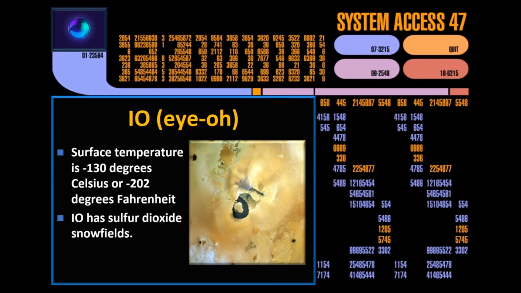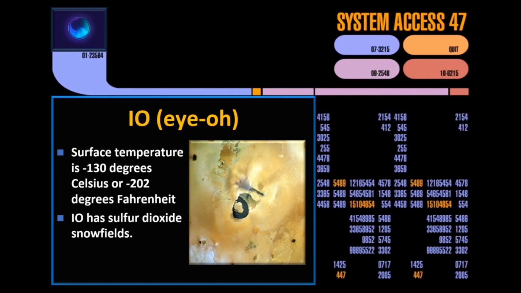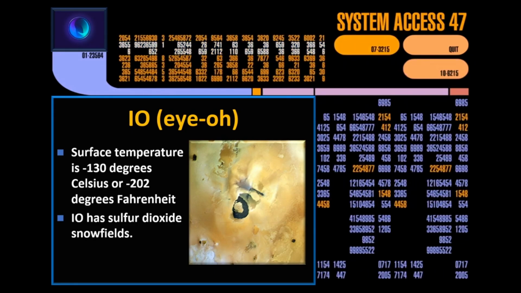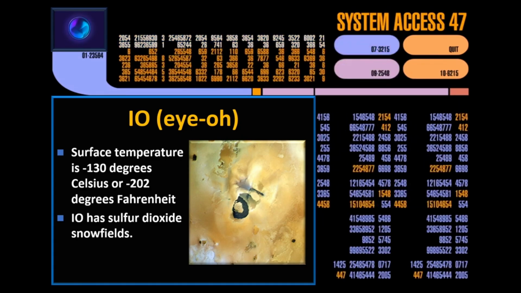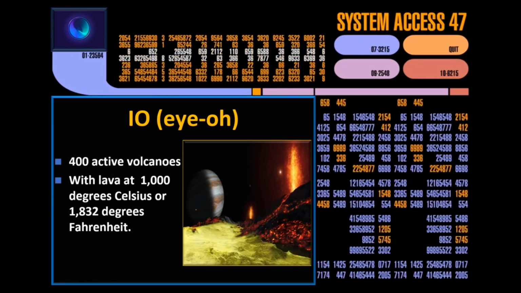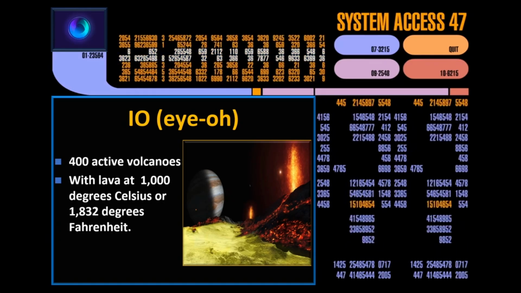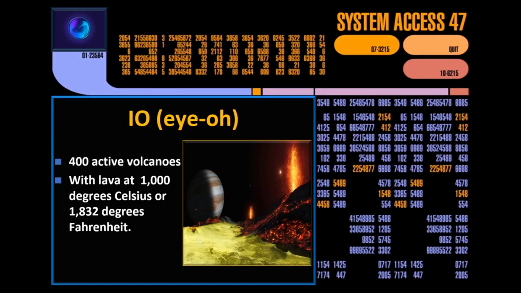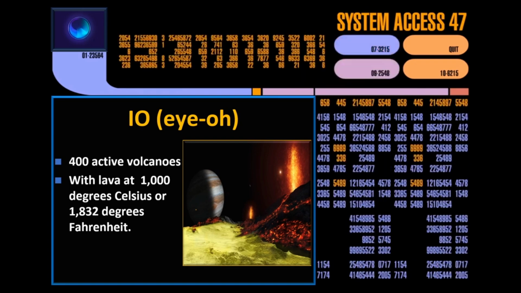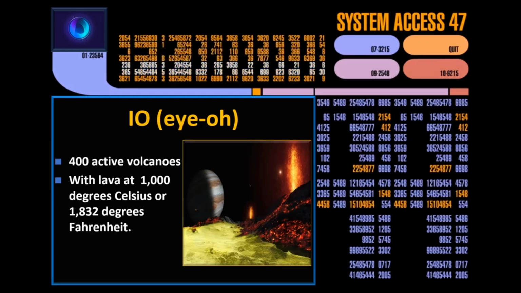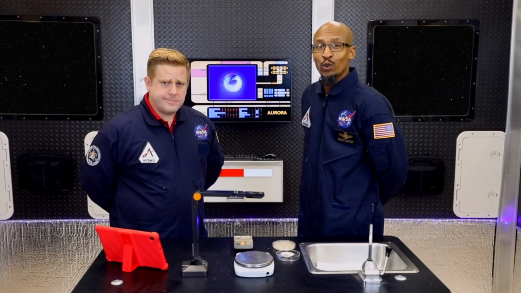The surface temperature is negative 130 degrees Celsius or negative 202 degrees Fahrenheit, resulting in the formation of sulfur dioxide snowfields. Io is home to roughly 400 active volcanoes, the lava from which can exceed 1,000 degrees Celsius or 1,832 degrees Fahrenheit. That is correct, Aurora.